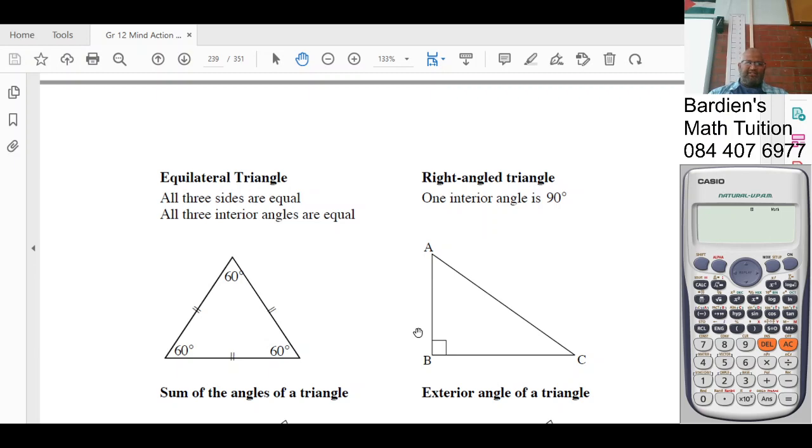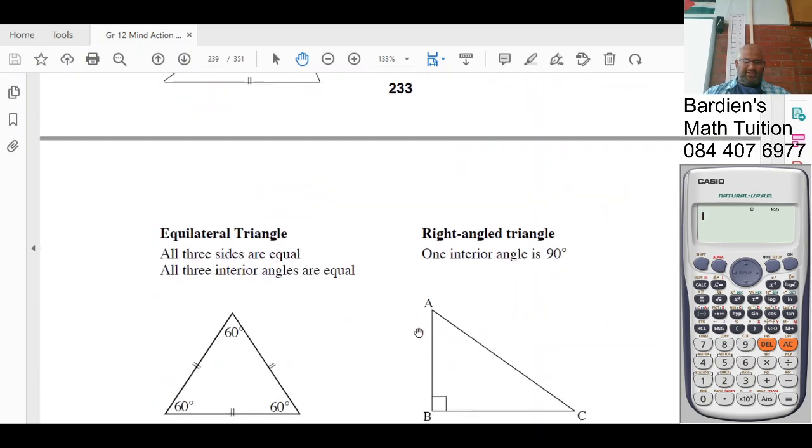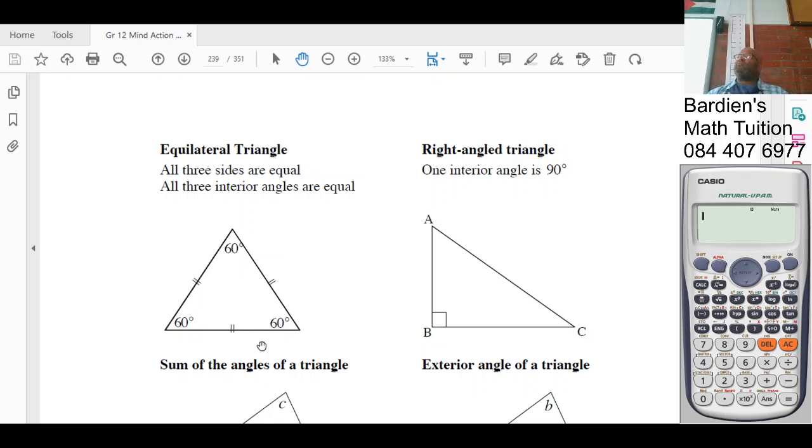Alright, so equilateral triangle. So we went through all of these here already. So your equilateral triangles have angles that add up to 180, but each angle is 60 degrees. What is an equilateral triangle? All sides are equal and all the angles are equal. You got a right angle triangle, the one interior angle is going to be 90 degrees. Okay?